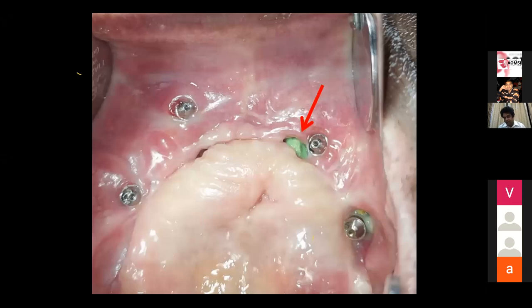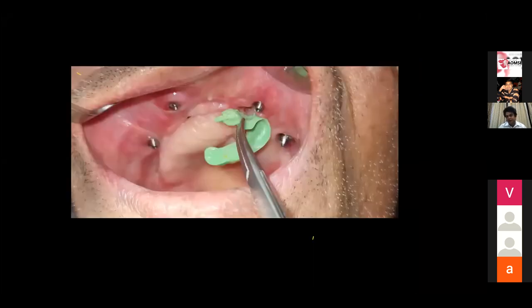Then this is another very interesting post-op complication we have seen. This was during the final placement of the prosthesis. Then I realized, can you see this green thing which is stuck there beneath the mucosa? When I removed this, you can see this is the light body which penetrated while taking the impression, and it has entered into it. If I had not noticed it, it would have been lying there, and probably might have caused some infection or discomfort to the patient.